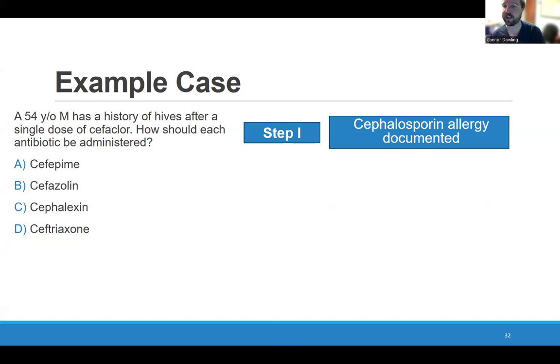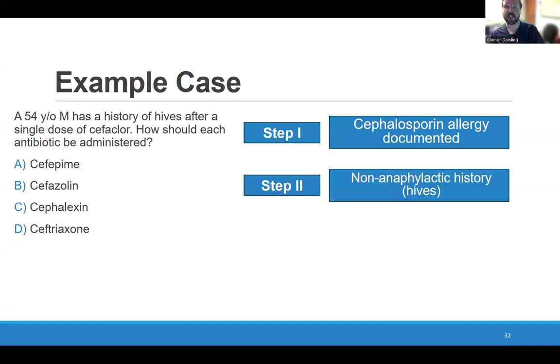We do. It is a history of hives, which leads us to our second step, assessing: is this anaphylaxis or non-anaphylaxis? For this patient, it is going to be a non-anaphylactic history. It's just hives. We don't see any organ involvement, so it's not hives with hypotension, not hives with nausea, not hives with vomiting. It's just hives, so we're thinking of this as a non-anaphylactic history.